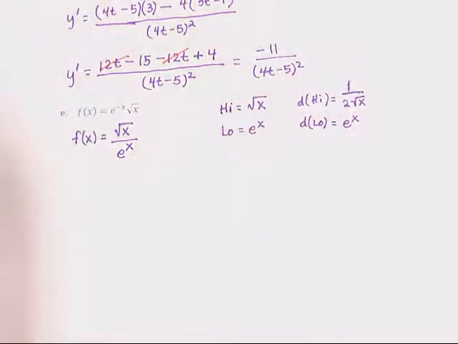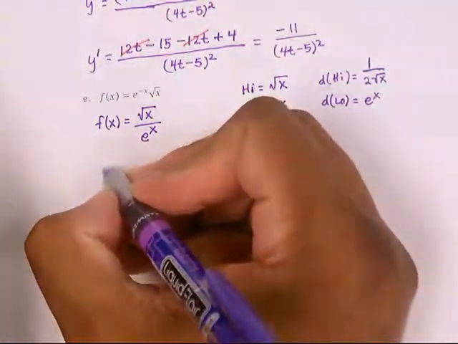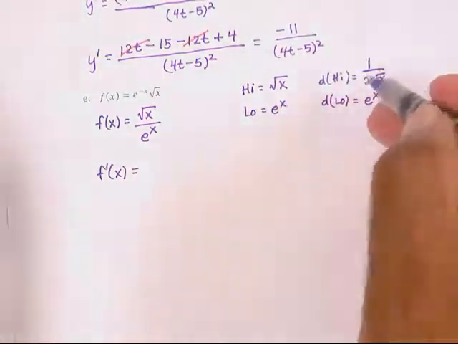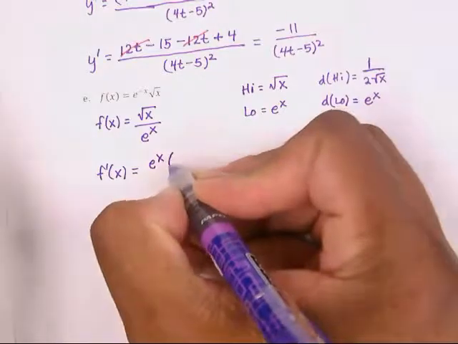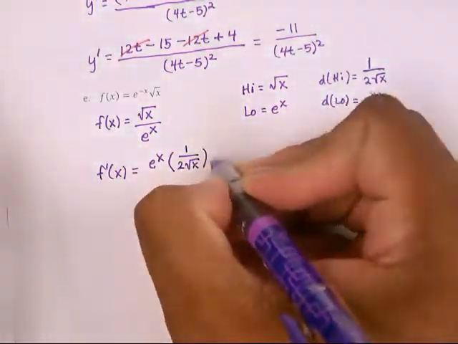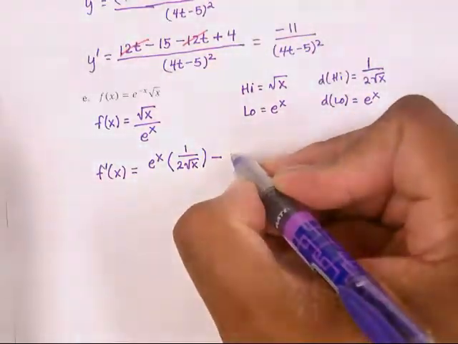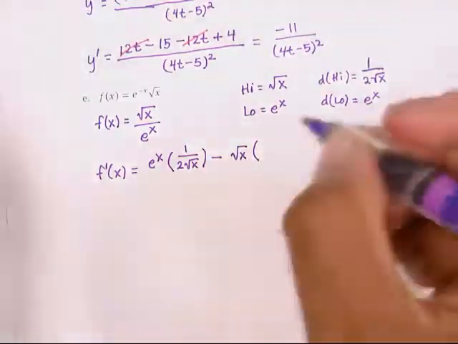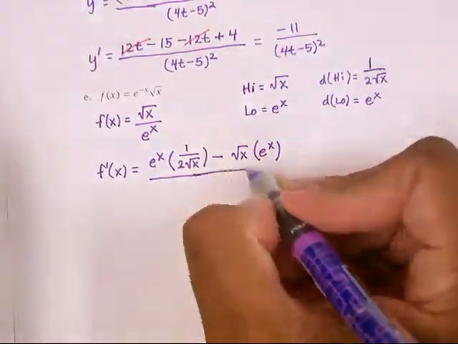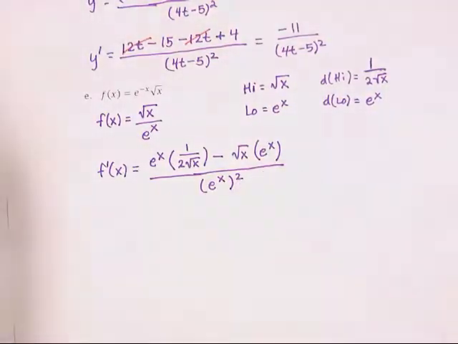So now we can go ahead and take the derivative using the quotient rule here. f prime of x will be the low times the derivative of the high. So the low is e to the x multiplied by the derivative of the high, which is 1 over 2 square root of x, minus the high, which is square root of x, times the derivative of the low, e to the x. And all of that will be divided by the low, e to the x, squared.